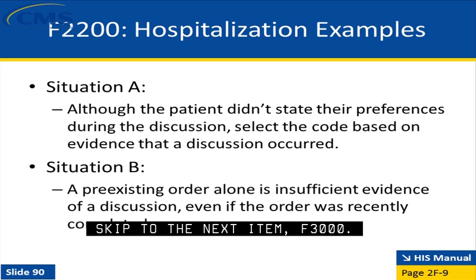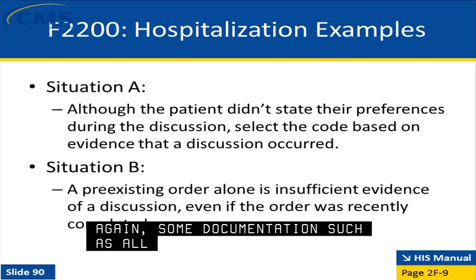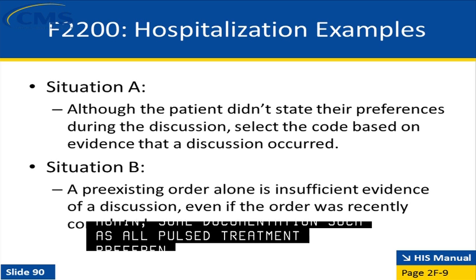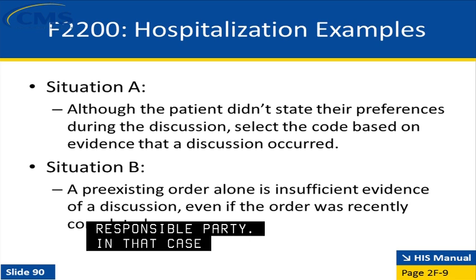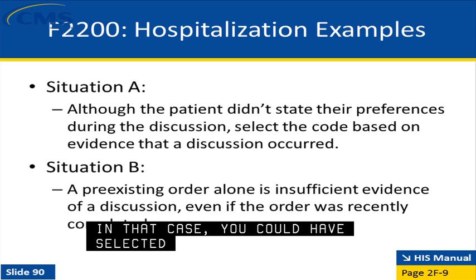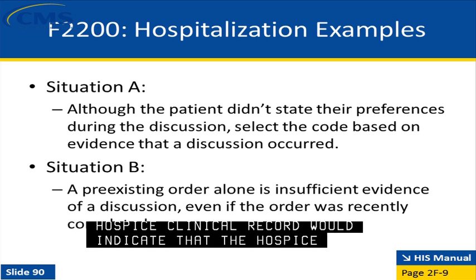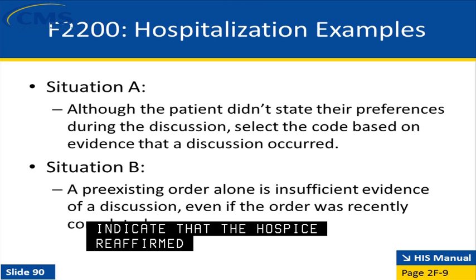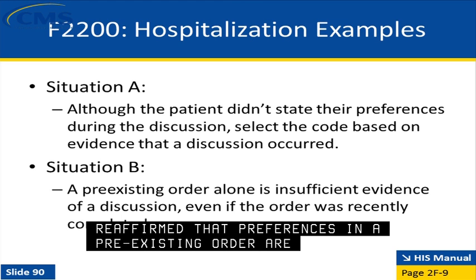All right, so let's say you had found, once again, some documentation such as, all POLST treatment preferences confirmed with the responsible party. In that case, you could have selected code 1, yes, since that documentation in the hospice clinical record would indicate that the hospice reaffirmed that preferences in a pre-existing order or POLST form are still the patient's current preferences.